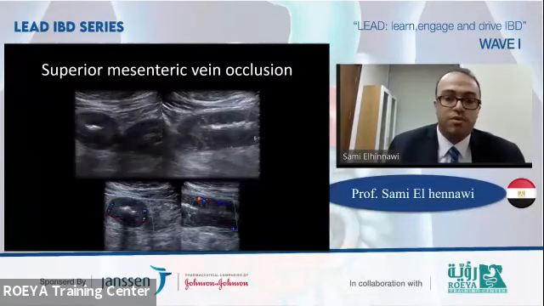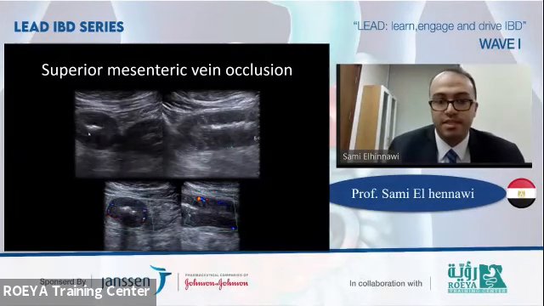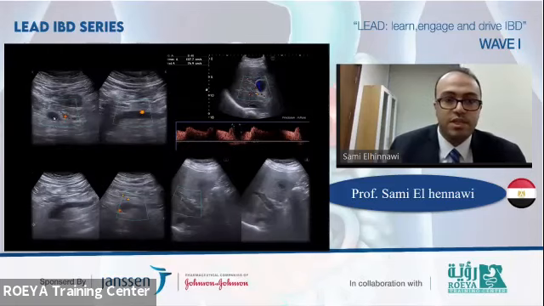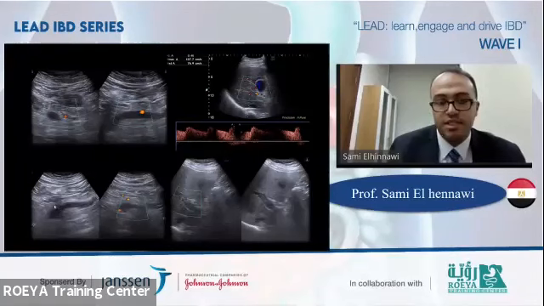We should comment also that in any case showing small bowel wall thickening, we should check the mesenteric vessels. As in this case, we found that the splenic vein is totally occluded. This is a case of splenic vein occlusion.